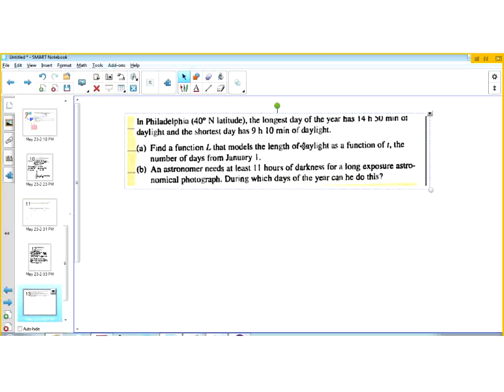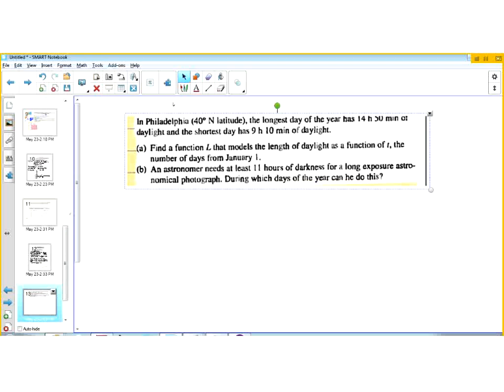All right, so we want to model, find a function. So now, the minimum, okay, so the minimum daylight is at 9 hours and 10 minutes. So an ideal function is if we start on the day with the minimum daylight hours, we can use a sinusoidal function.